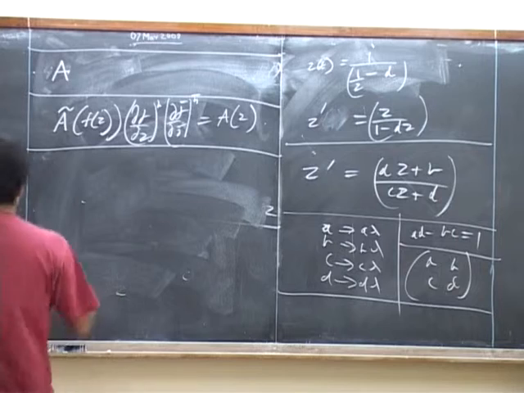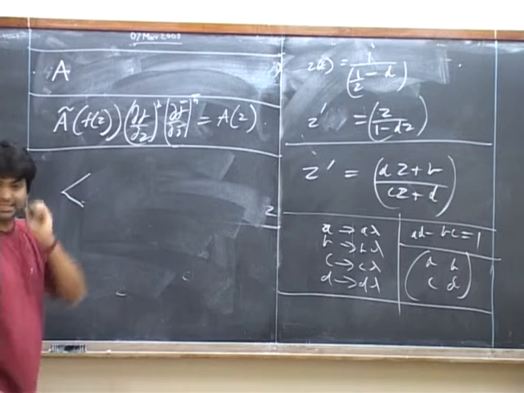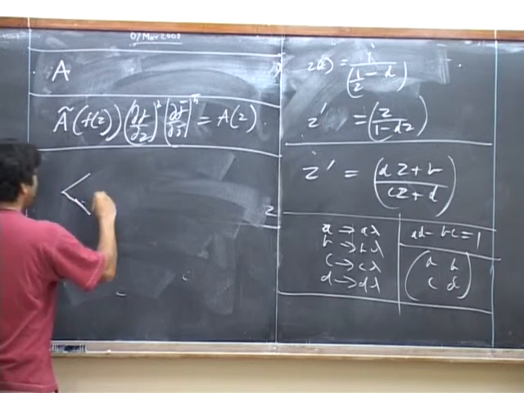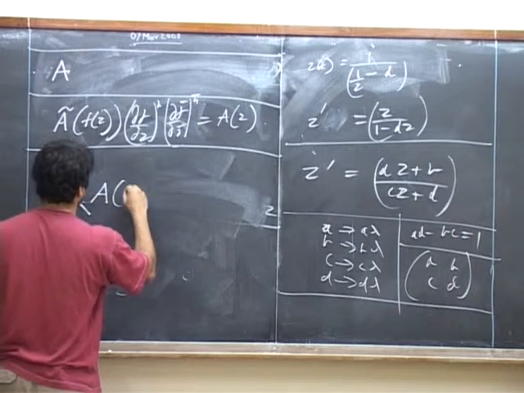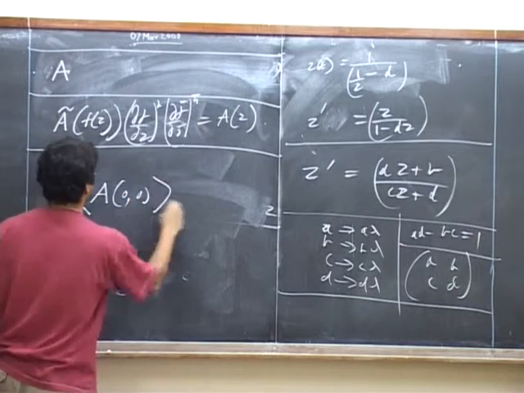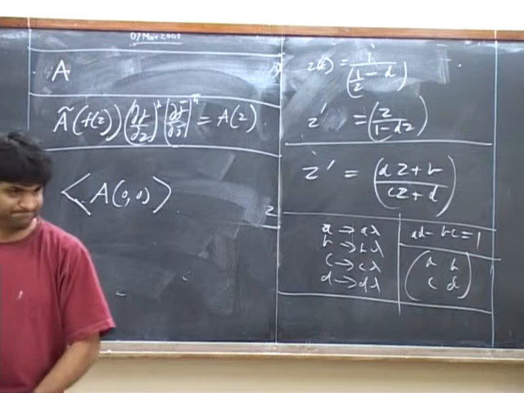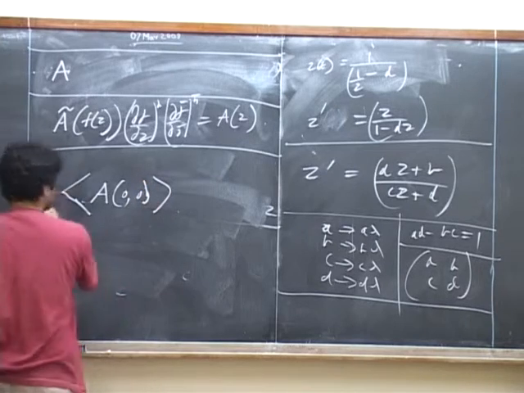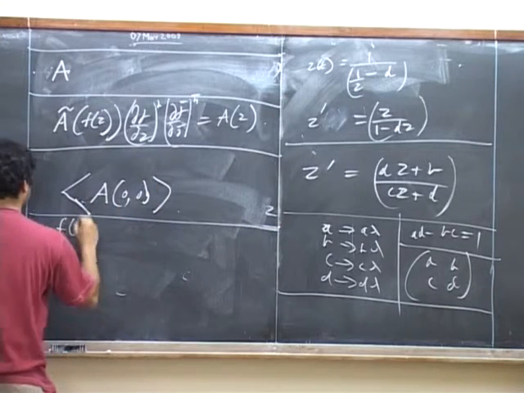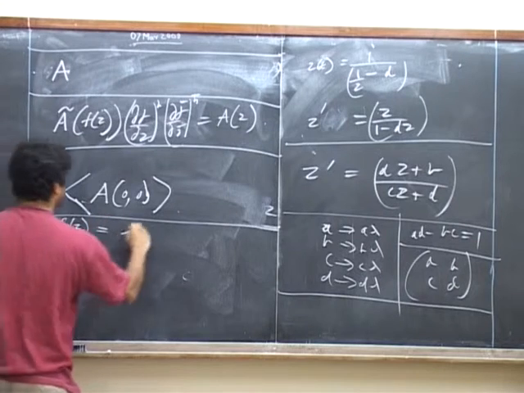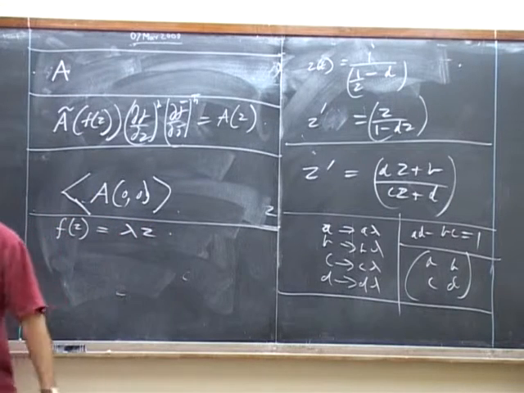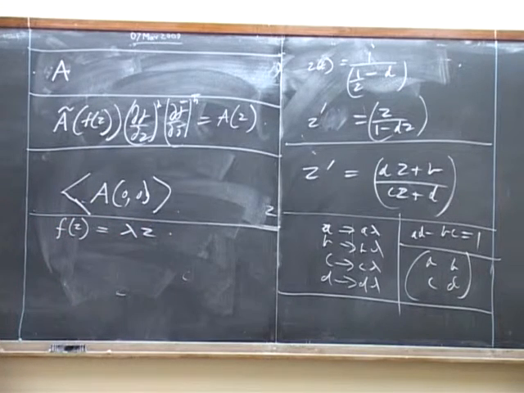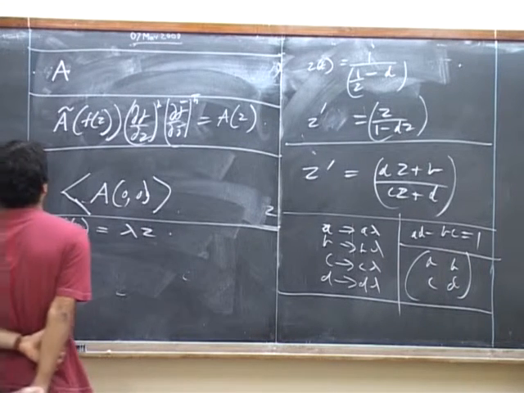Okay, so let's start. The simplest question we're going to ask is the following. What is the 1-point function of A(0,0)? What can we say about the 1-point function of A(0,0)? In order to do that, let's choose f(z) to be equal to lambda z. Okay, so what do we get?